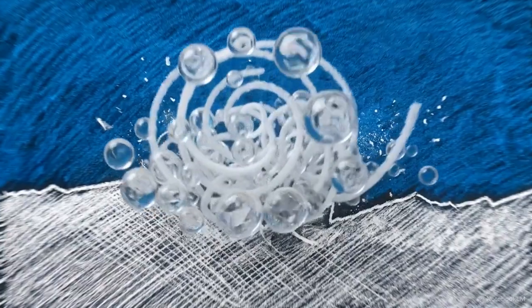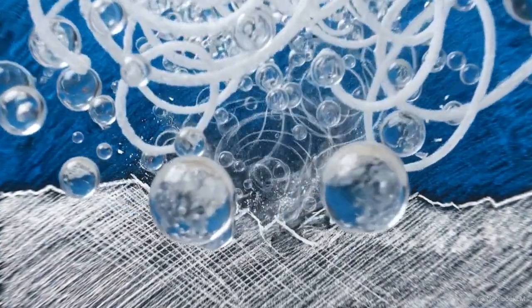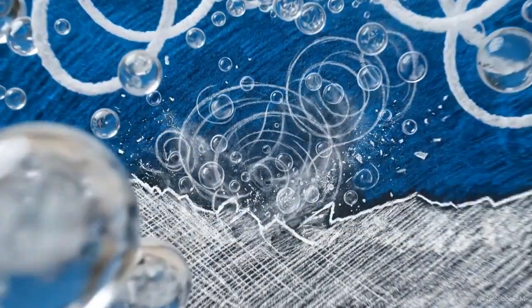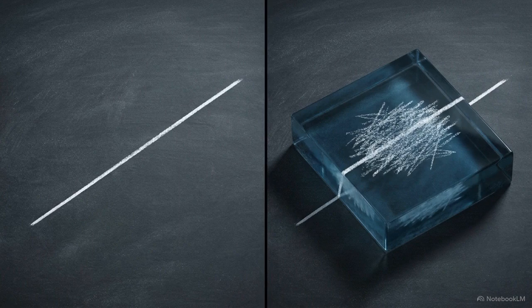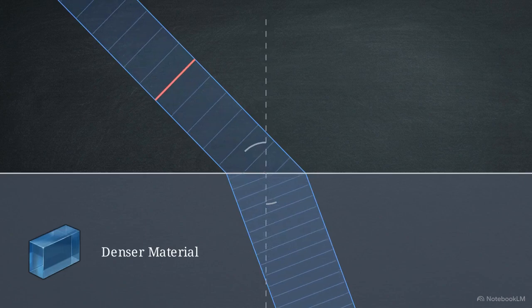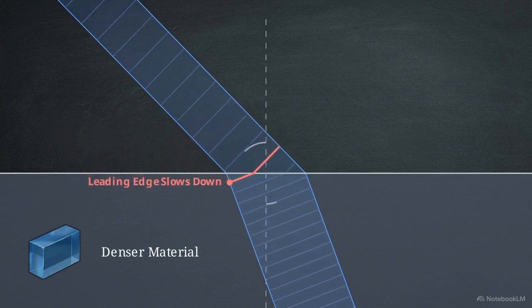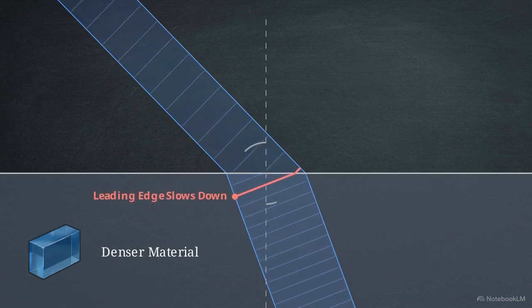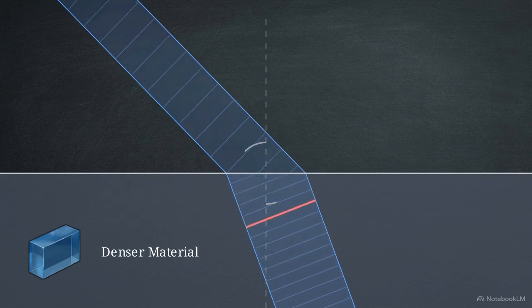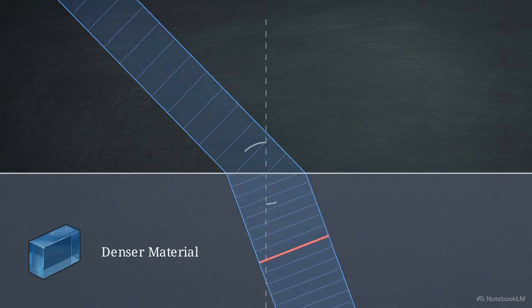Imagine sprinting across a sandy beach and then hitting waist-deep water. The resistance of the water forces you to slow down. Light experiences a similar change in speed depending on the material it enters. This diagram shows how that speed change forces a turn. When the leading edge of a light beam hits a denser material, that side slows down, while the rest of the beam moves at full speed. This causes the entire path to pivot.